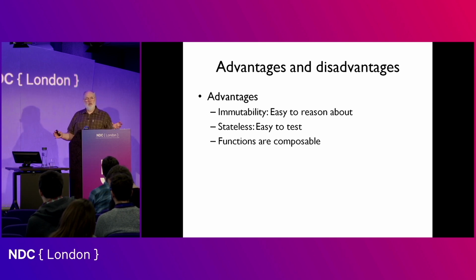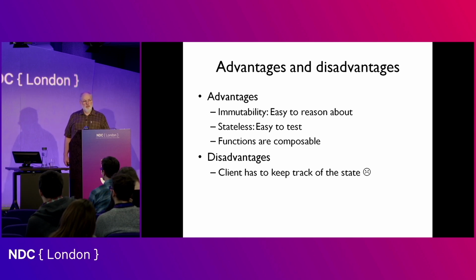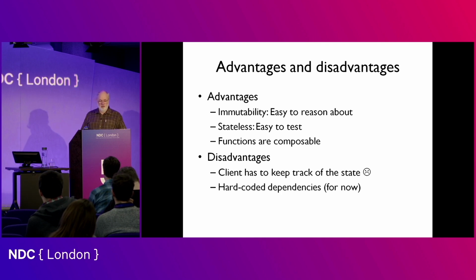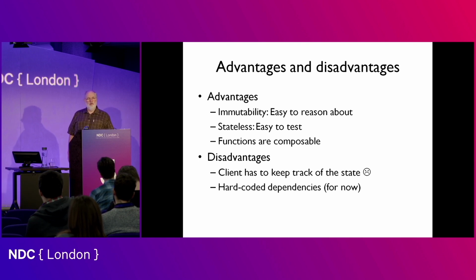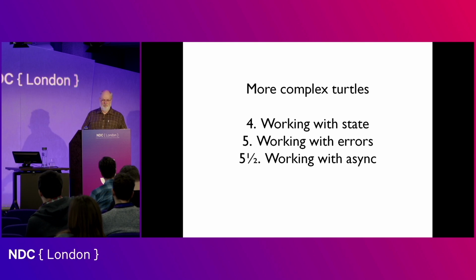So if I have two turtles, I could easily just combine the two functions to make a bigger function that works on two turtles at once. So very easy. Now, the downside is the client has to keep track of the state. And of course, we've still got these hard-coded dependencies. So one of the things in functional programming is all the workarounds we use to hide the ugliness of keeping track of all this stuff.